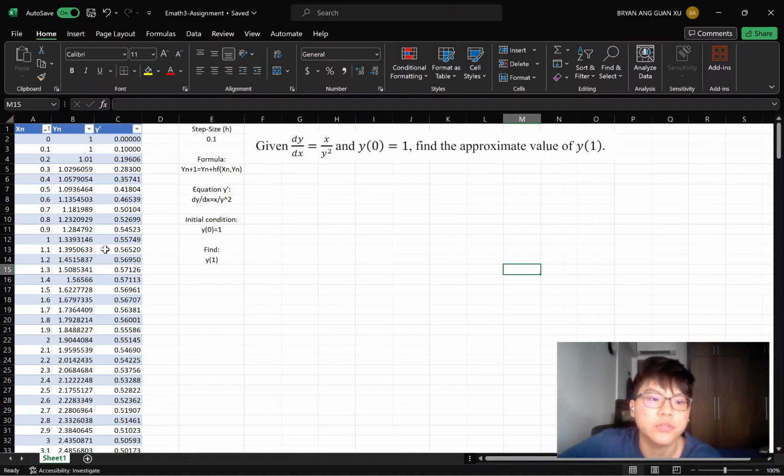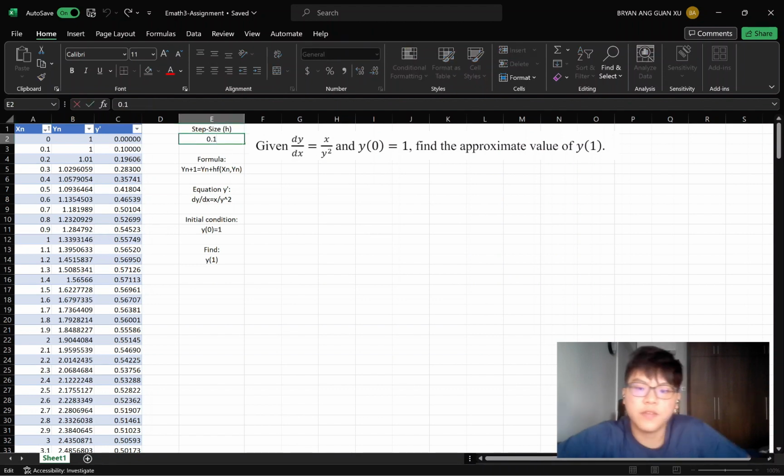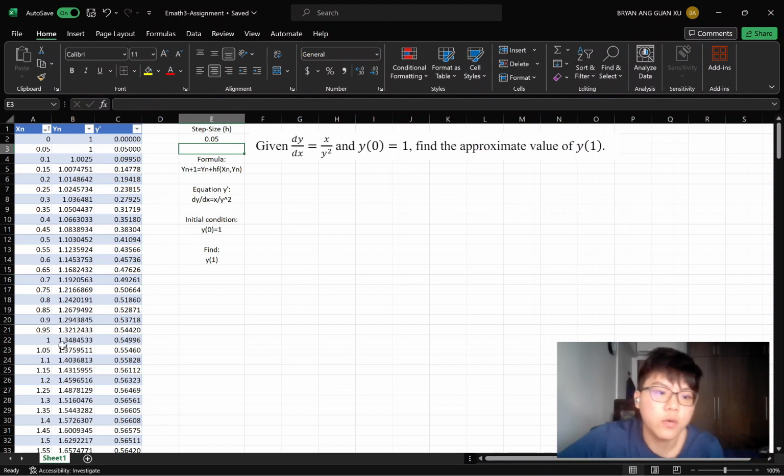Looking at the Excel, which uses Euler's method, we can see when x equals 1, y equals 1.339. This is the approximation error between the general solution and Euler's method. However, this can be fixed by changing the step size to a lower value, which will give us a closer answer to the general solution.